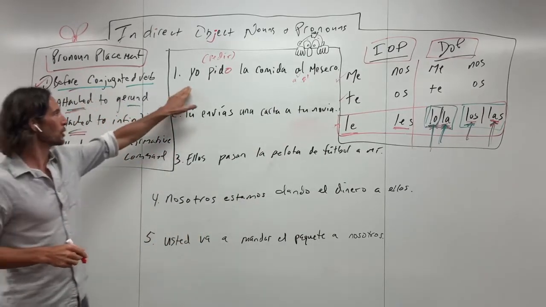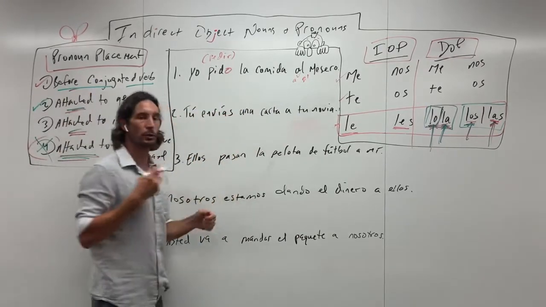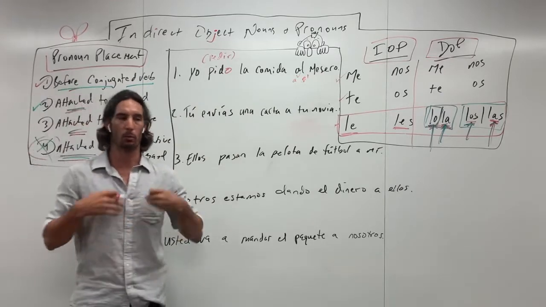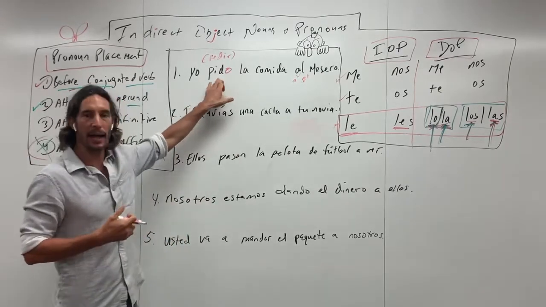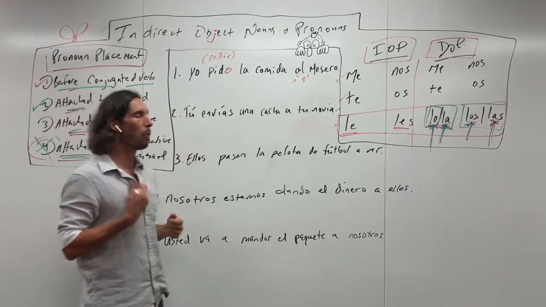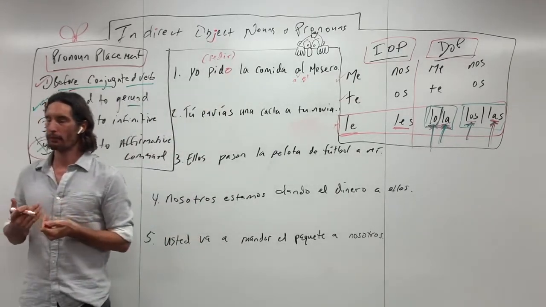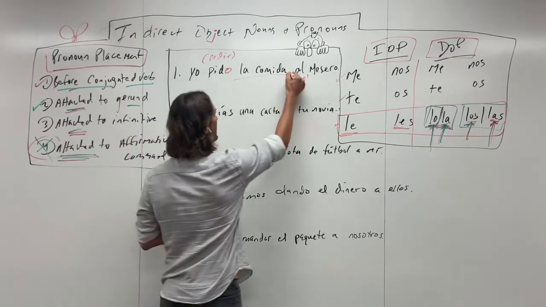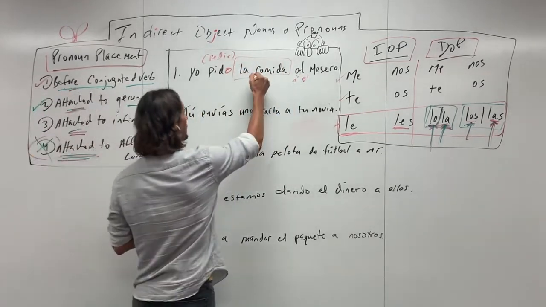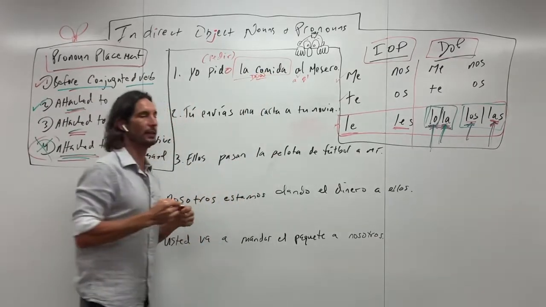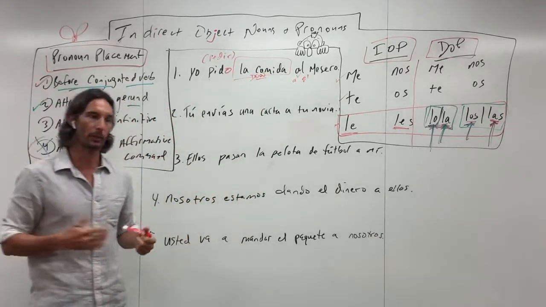Now, yo pido la comida al mesero. So again, ask yourself the question, what is the verb, right? The verb is pedir, order or ask for, or I order, I ask for. What are we ordering or asking for? Well, that's la comida. We're ordering la comida. So that is our direct object noun. It is what is directly receiving the action of the verb. And so that's our direct object noun.